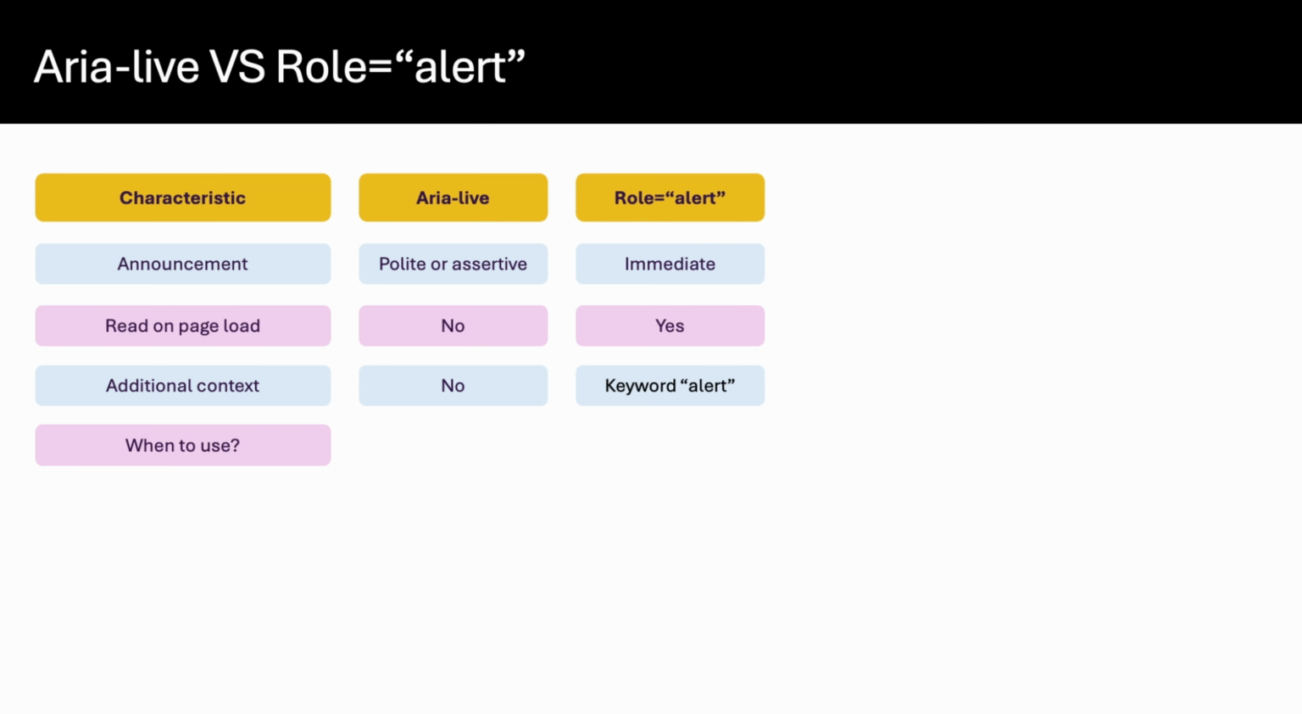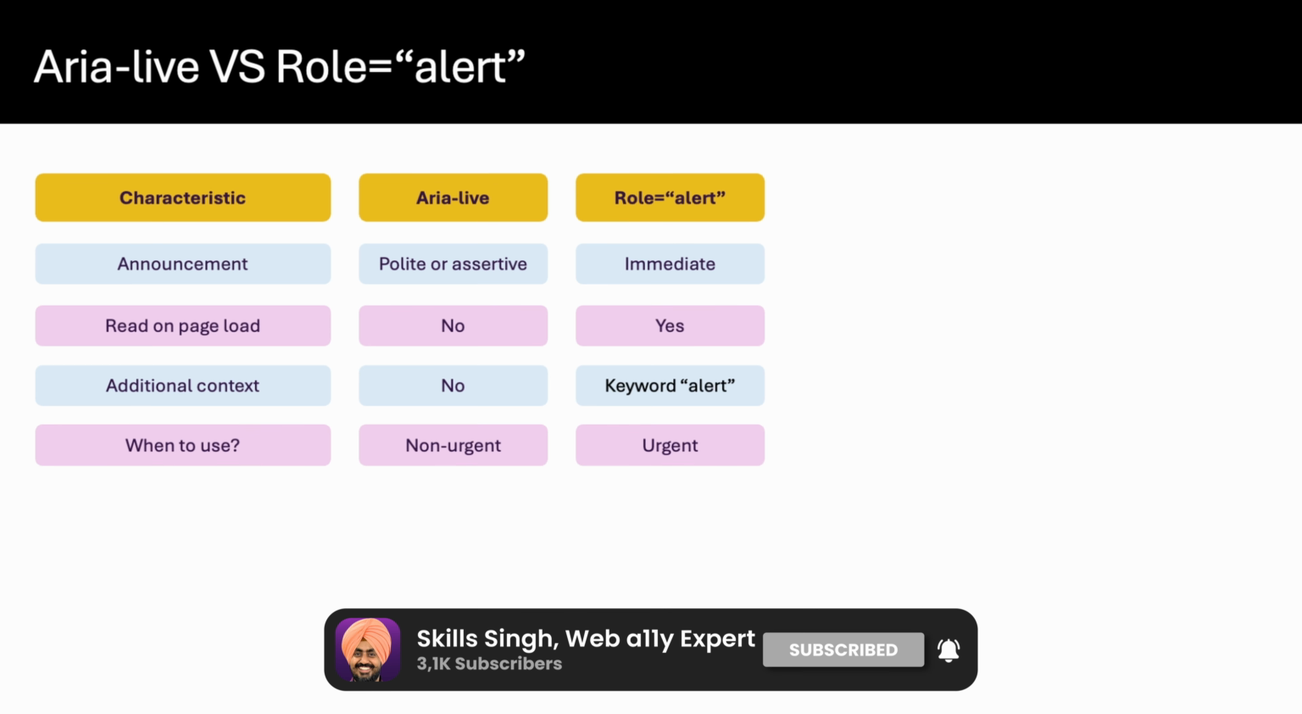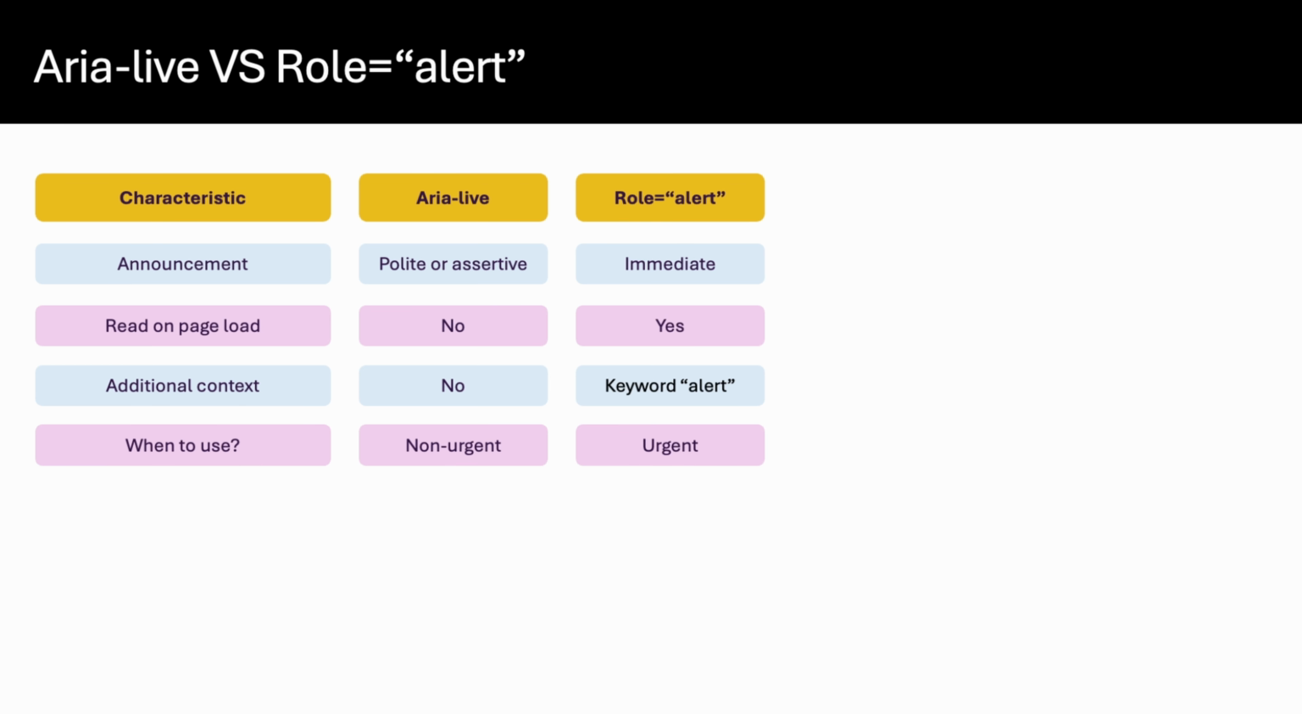So when do you use aria-live? It's for non-urgent, subtle announcements like a missing field error. Role alert is for more urgent messages that require immediate user attention. And here's the difference in one sentence. Aria-live is for controlled announcements. Role alert is for urgent interruptions.